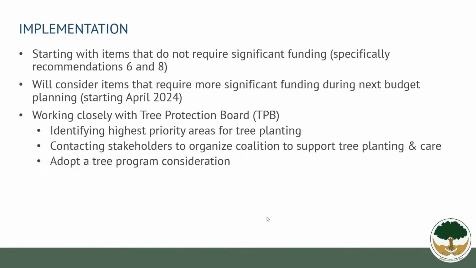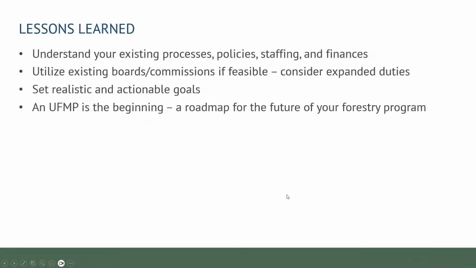And then we're also currently working closely with our tree protection board, as I mentioned earlier, to try and expand their duties. So working with them to identify those highest priority areas for tree planting, to try and start organizing a coalition to support tree planting and care, and looking at the possibility of an adopt-a-tree program, because we don't currently have the staff to support the care for our public trees. Maybe looking at, when we do public tree planting, some type of adopt-a-tree program where folks could take care of those trees in the first couple of years of life specifically.